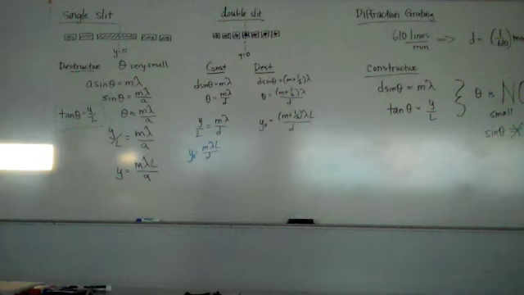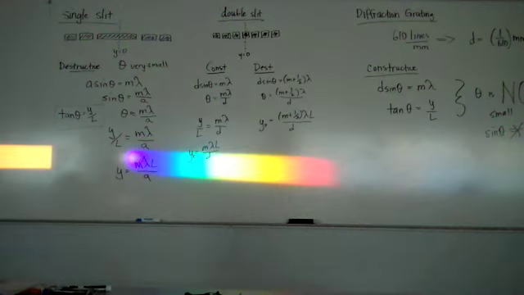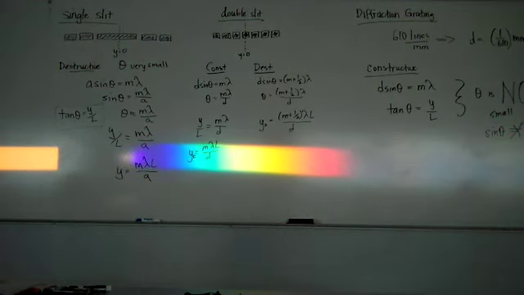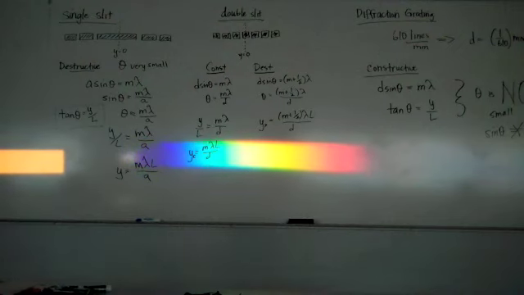I'm going to shine the light from the overhead projector through this diffraction grating. Whoops, let me turn it on. And we get a nice rainbow. Notice the violet end is not diffracting as much as the red end is. The wavelength of violet light is smaller than the wavelength of red light.